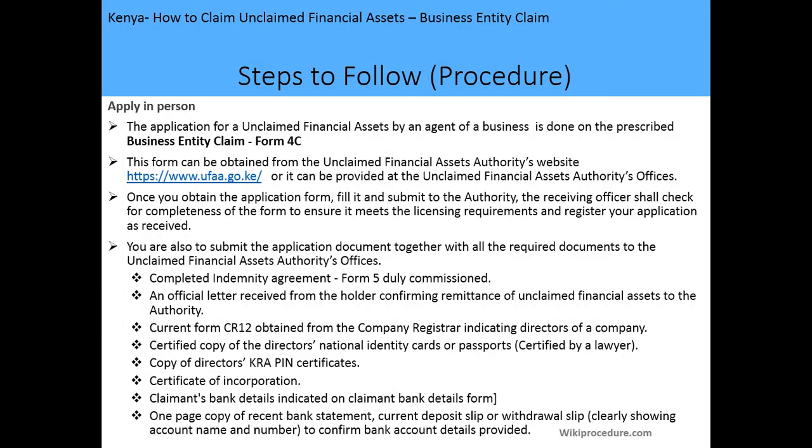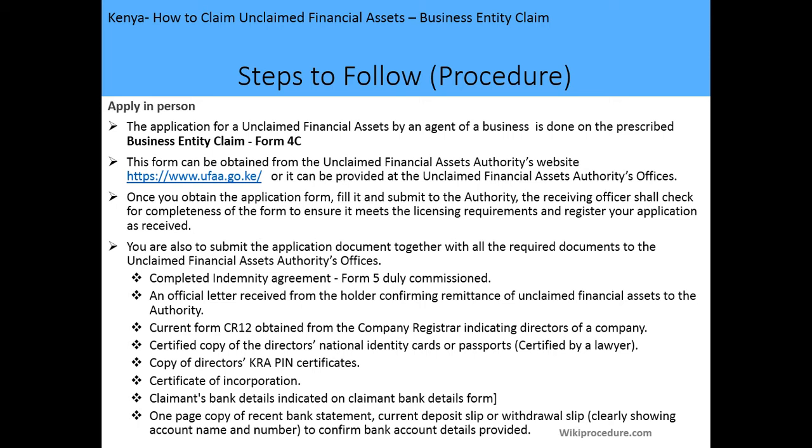So the application procedure is as follows, and this application can only be done in person. The application for unclaimed assets by an agent of a business is done on the prescribed business entity claim Form 4C, and this form can be obtained from the Unclaimed Financial Assets Authority website, that is www.ufaa.go.ke, and it can be provided at the Unclaimed Financial Assets Authority offices in Nairobi. And once you obtain this form, you're supposed to fill it and submit it to the authority.